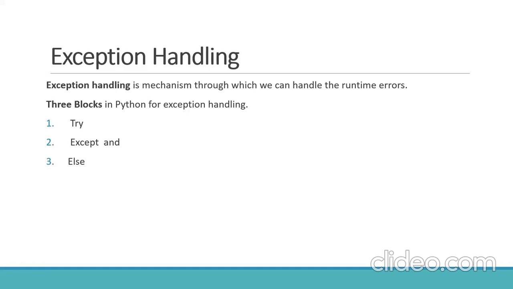We can write risky code in try block. Only if there is some exception in try block, then except block's code will execute. If there is no exception in try block, then only try block's code will be executed. In easy words, we can say if try block is executed, then except block does not execute.